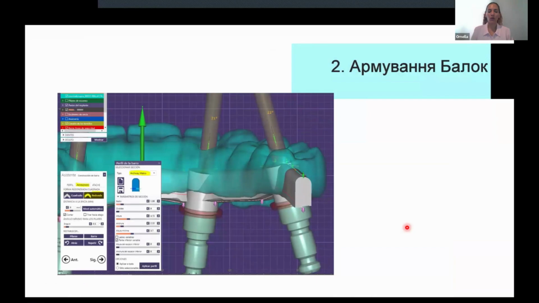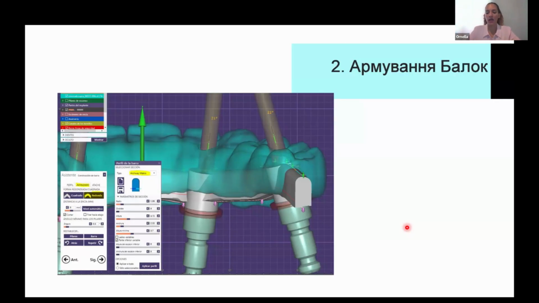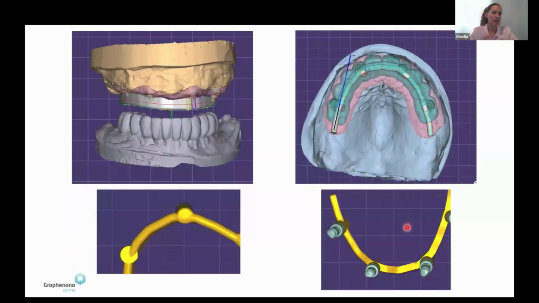In case we already know what I need to check, whether I can work monolithic or not, if I'm going to put a bar because it's necessary because of the case, okay? You can design the bar with any software. You can use Blender, you can use Exocad, 3Shape, the way your lab works.